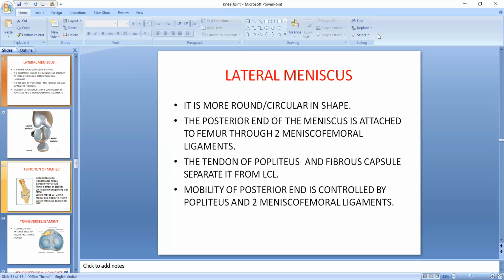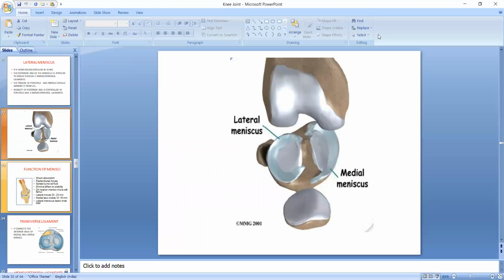Lateral meniscus: it is more round and circular in shape. The posterior end of the meniscus is attached to the femur through two meniscofemoral ligaments. The tendon of the popliteus and the fibrous capsule separate it from the LCL. Mobility of the posterior end is controlled by the popliteus and the two meniscofemoral ligaments. And we can see here, this is the medial meniscus and this is the lateral meniscus.